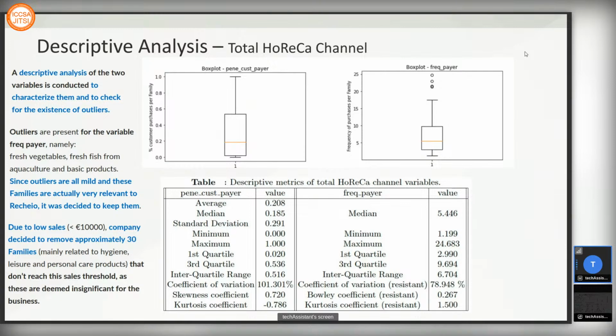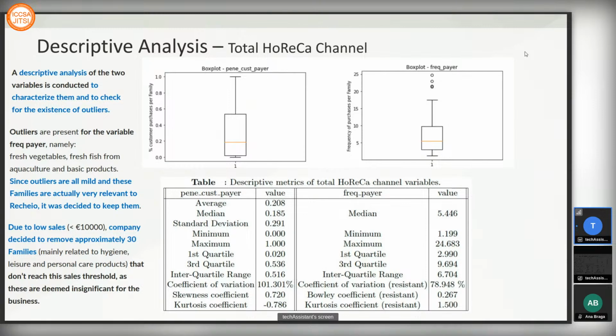Outliers are few, and these families are actually very relevant to Recheio, so it was decided to keep them. But on the other hand, due to low sales, less than 10,000 euros, the company decided to remove approximately 30 families because they don't reach the sales thresholds, as these are insignificant for the business.